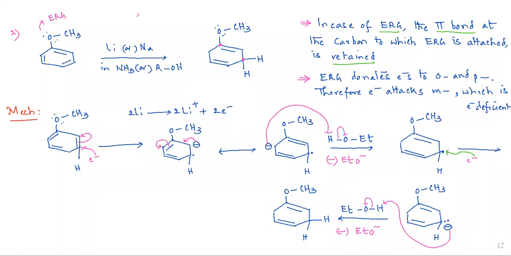Now, these are the two different cases in Birch reduction. Simply, whenever a withdrawing group is present on the benzene ring, the pi bond is withdrawn from the carbon to which the withdrawing group is attached. And when there is an electron releasing group, the pi bond at the carbon to which the releasing group is attached is generally retained.